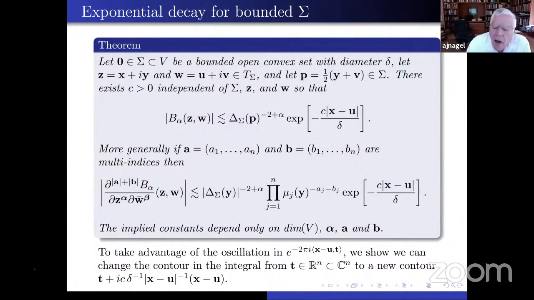To take advantage of the oscillation, what one can do here is simply change the contour from integrating over t in Rn to a new contour where I've moved up or down by some amount in the complex direction. Of course, in order to do that, one needs to show that the denominator in this integral is an entire holomorphic function, but one needs to know that it doesn't have any zeros.